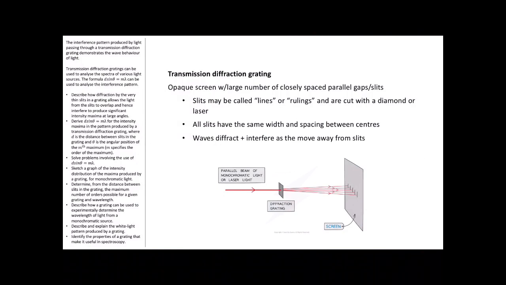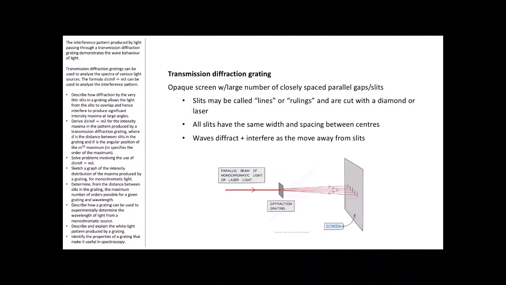So it's an opaque screen with a large number of closely spaced parallel gaps or slits. So if we think about Young's double slit experiment, it's kind of like that on steroids. So a diffraction grating just has loads more than just two slits, and they're all equidistant apart. The slits may be called lines or rulings and are cut with a diamond or with a laser. All slits have the same width, and as I said, they're the same distance apart, so the spacing between the centres is the same for every single slit.